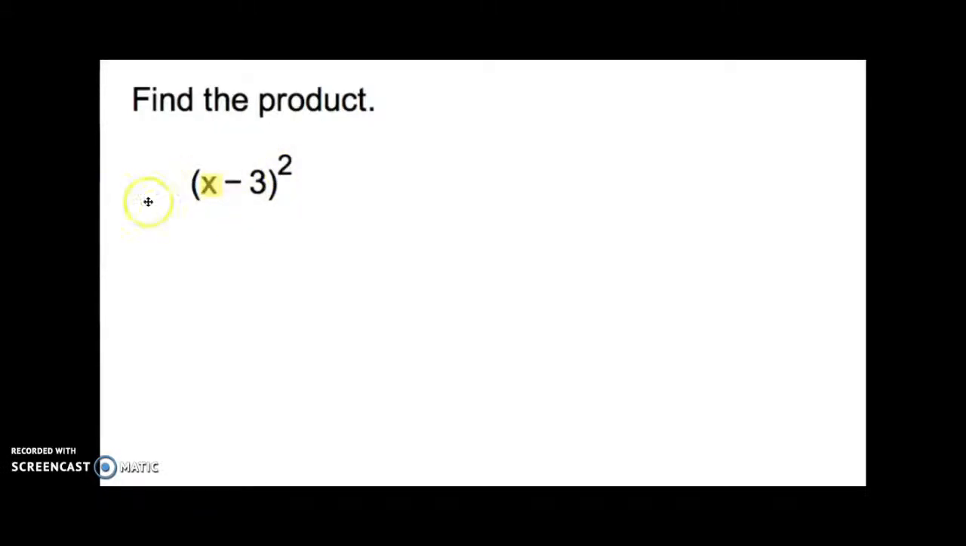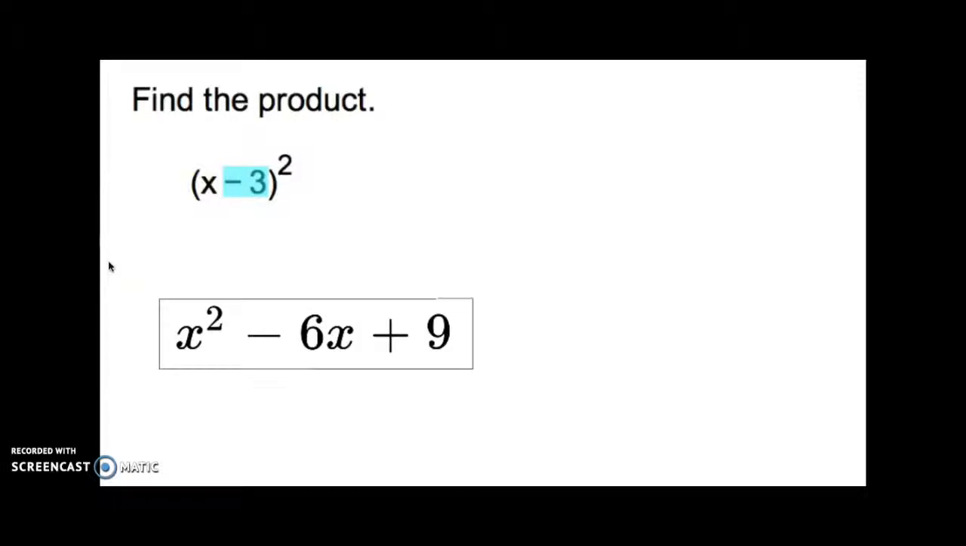So the first step is to take the first term and square it. So we have x squared. Then we multiply the two terms together and multiply that by 2. So negative 3 times x is negative 3x. Double that, you'll get negative 6x. Then we square the last term, so that will be plus 9. And that's my answer. So let's type it in.